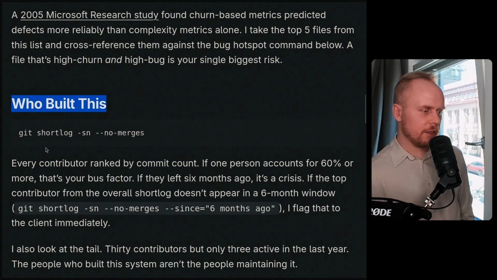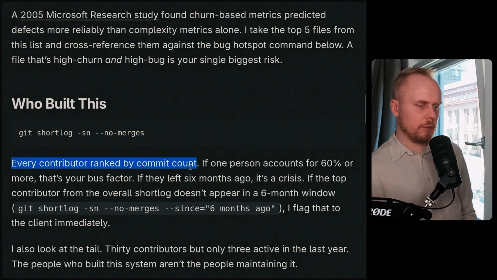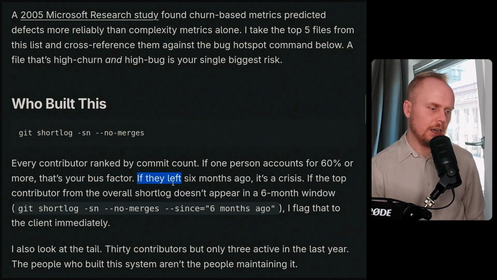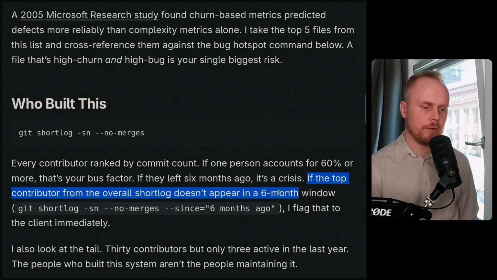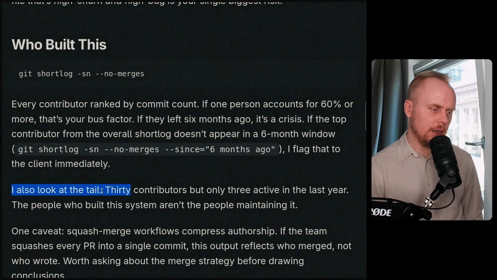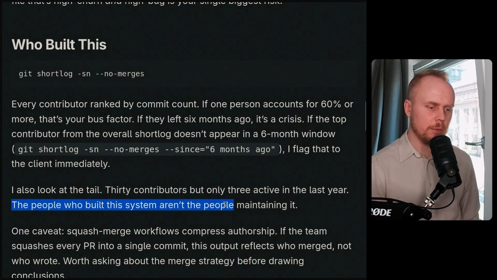Who built this? Here we have a short command for that. Every contributor ranked by commit count. If one person accounts for 60% or more, that's your bus factor. If they left 6 months ago, it's a crisis. If the top contributor from the overall shortlog doesn't appear in a 6-month window, I flag that to the client immediately. I also look at the tail: 30 contributors, but only 3 active in the last year. The people who built the system aren't the people maintaining it.